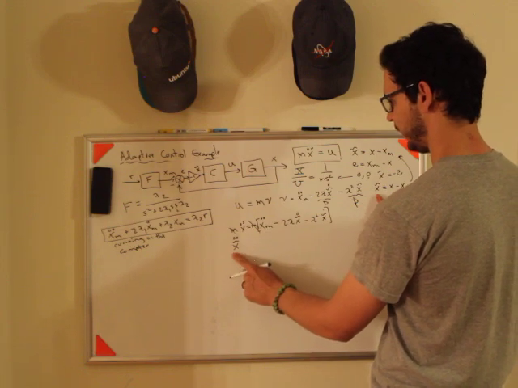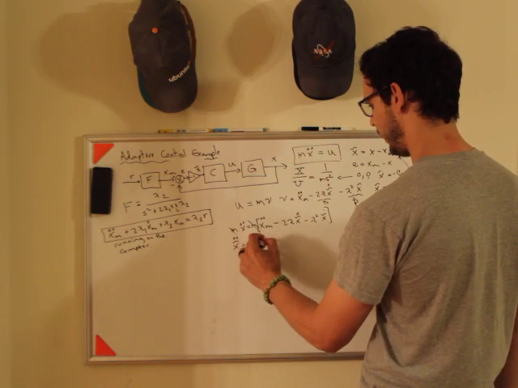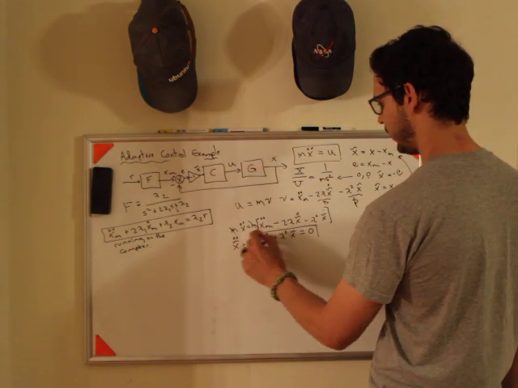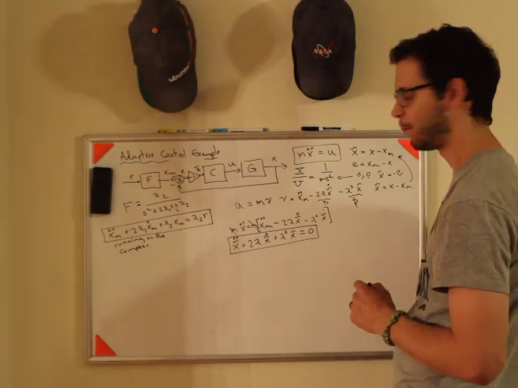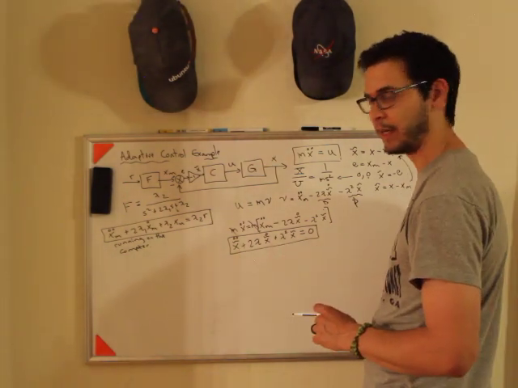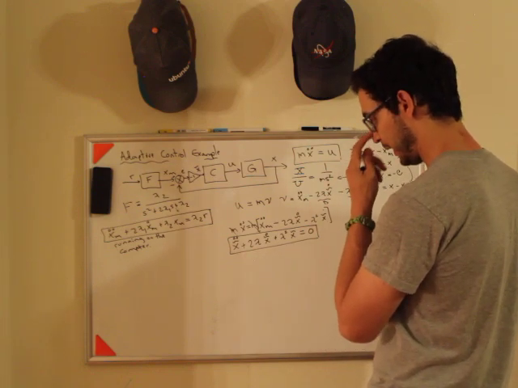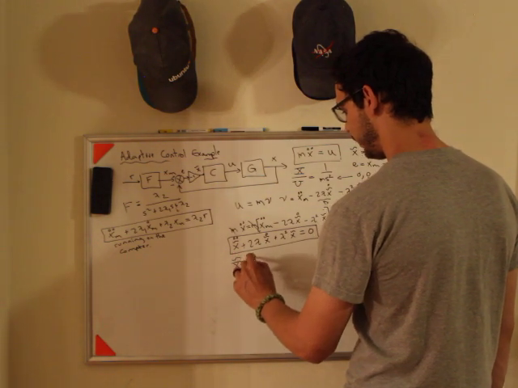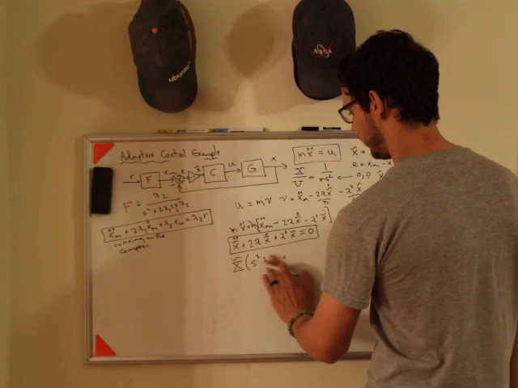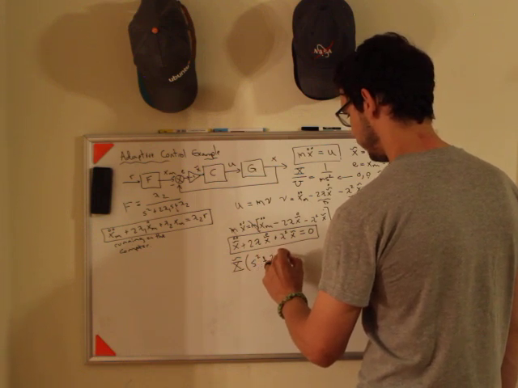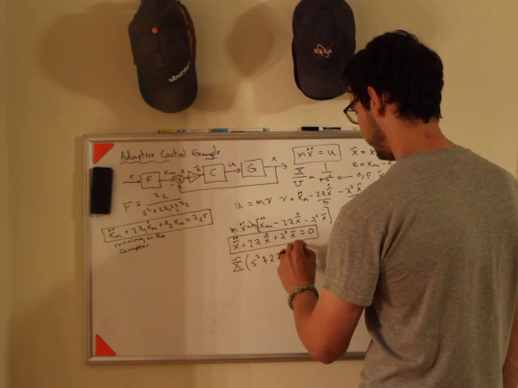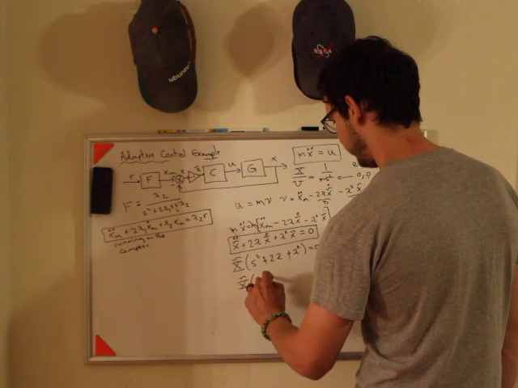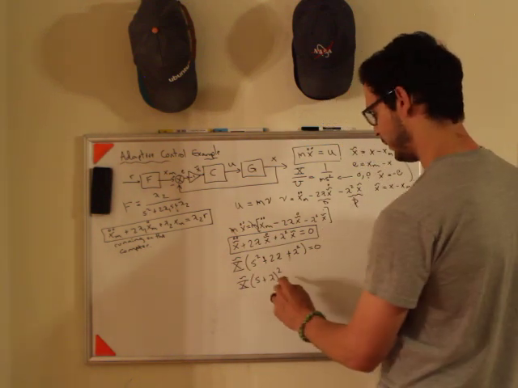X minus x model is x tilde, so I get x tilde double dot plus 2 lambda x tilde dot plus lambda squared x tilde equals 0. These are my closed loop dynamics. What's interesting about this closed loop dynamics is that because they're critically damped, I can actually bring this into the Laplace domain and get x tilde times s squared plus 2 lambda s plus lambda squared equals 0. And this is really x tilde times (s plus lambda) squared, a critically damped system, equals 0.